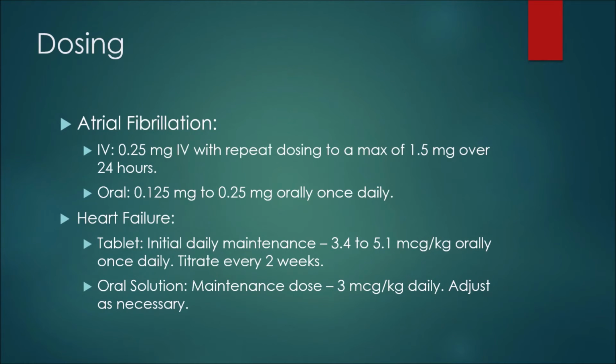In the treatment of heart failure, if a patient was using a tablet, and they're using it for initial daily maintenance, we may see 3.4 to 5.1 micrograms per kilogram orally once daily. In this situation, they would typically titrate or increase the dose every 2 weeks. If they were using an oral solution, again in heart failure, for a maintenance dose, we may see 3 micrograms per kilogram daily, and they would adjust as necessary.